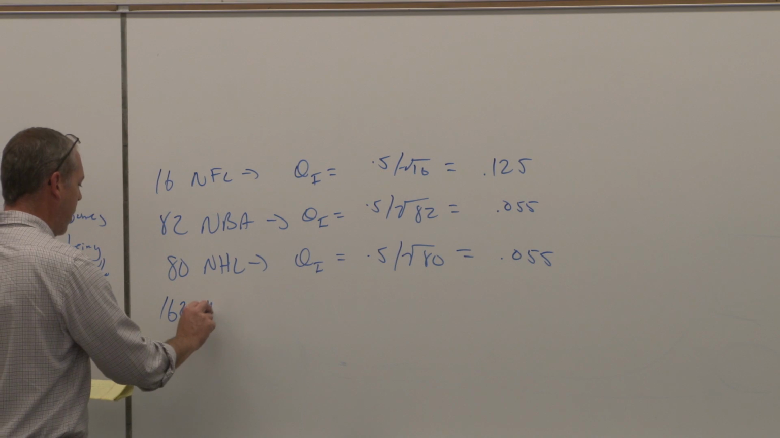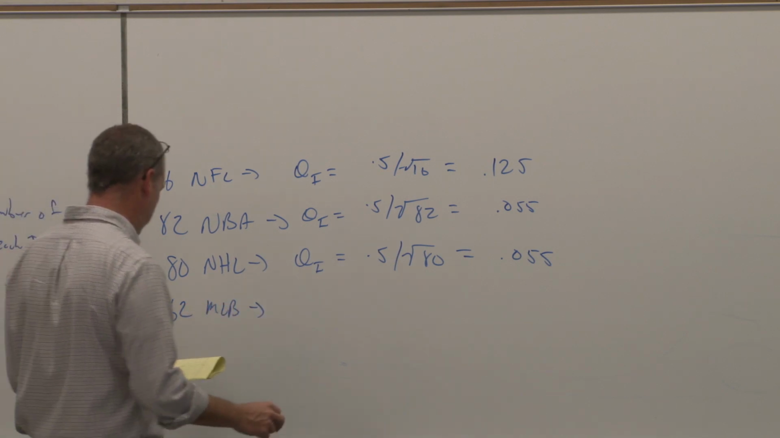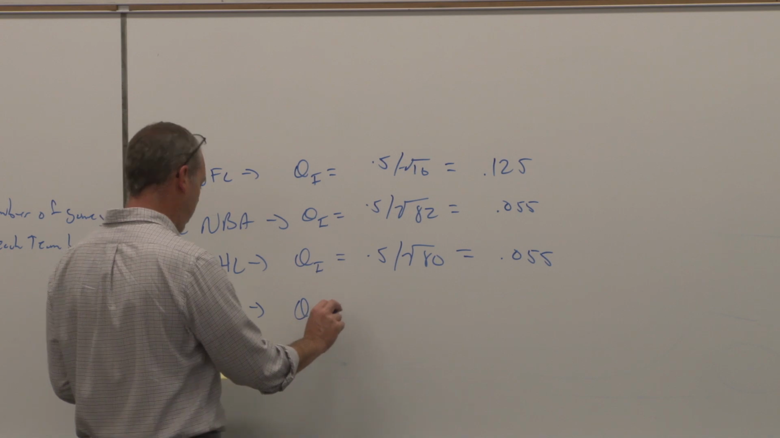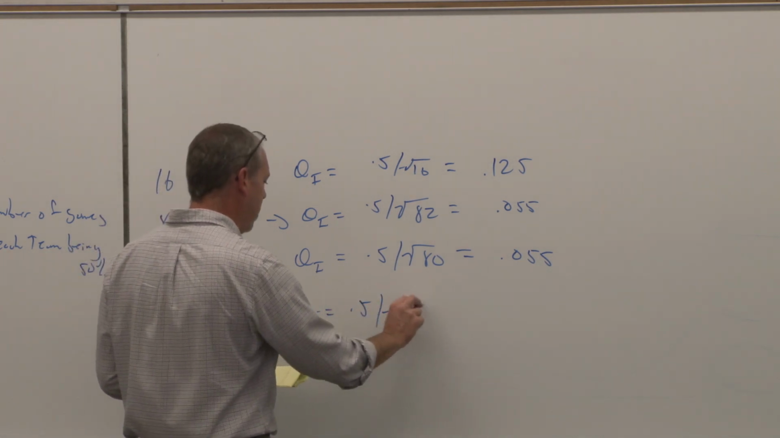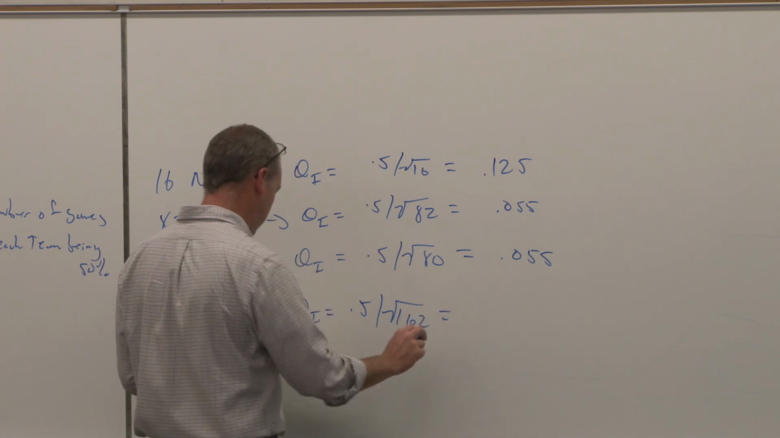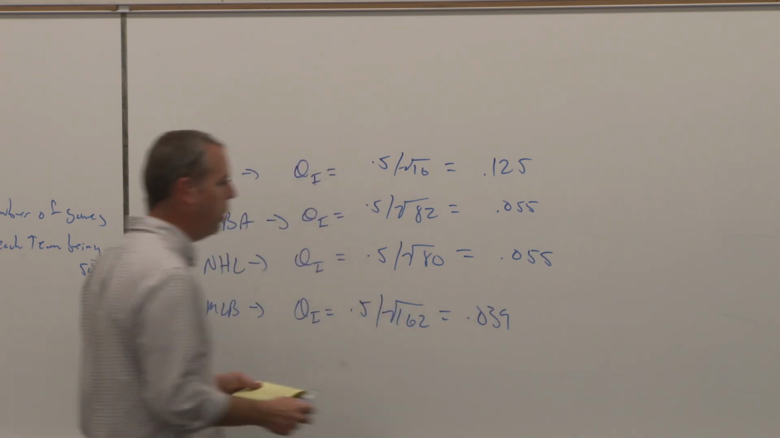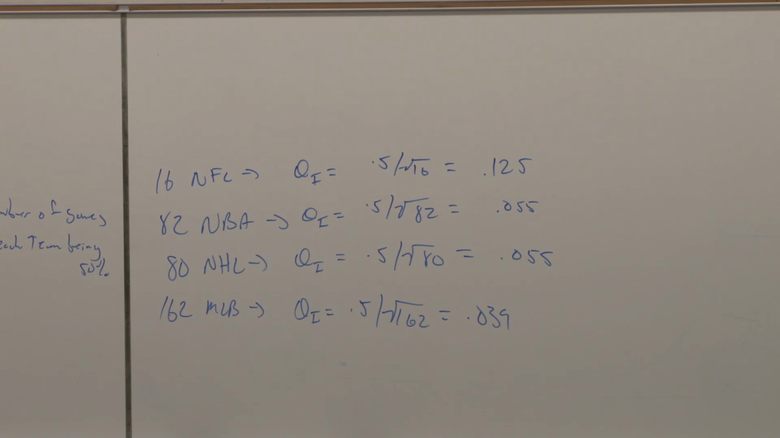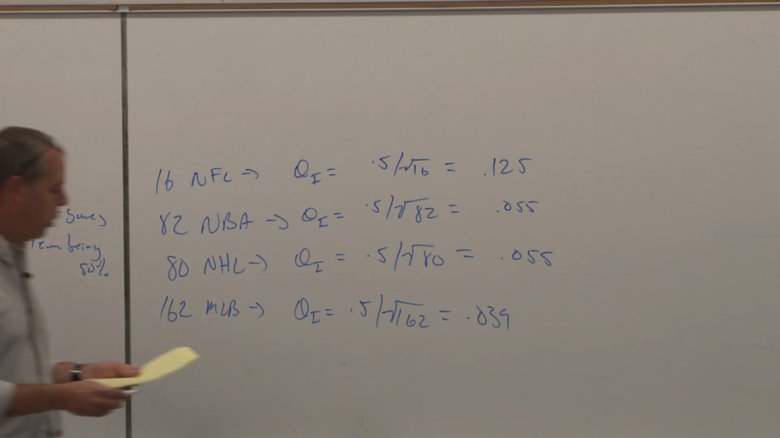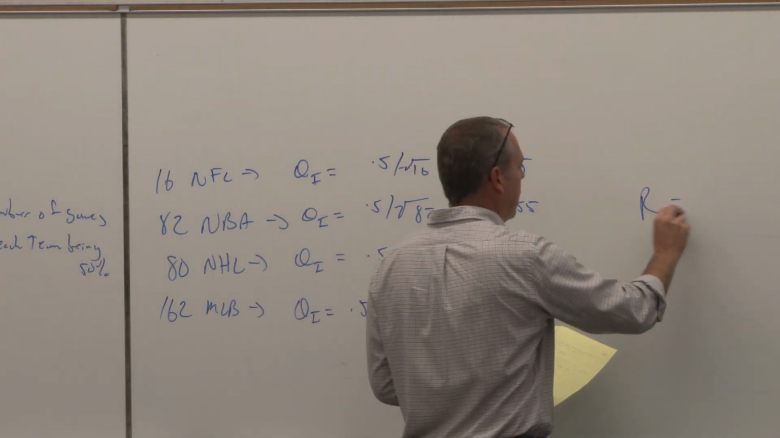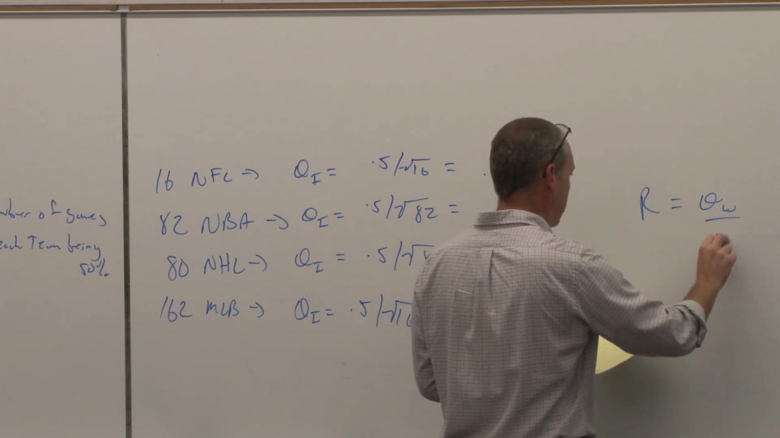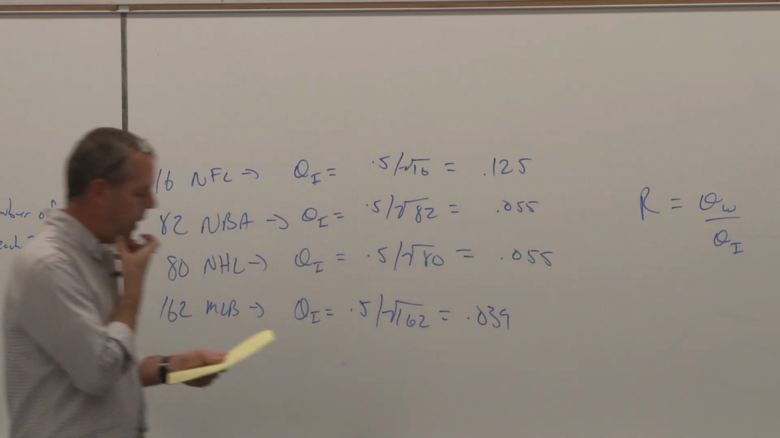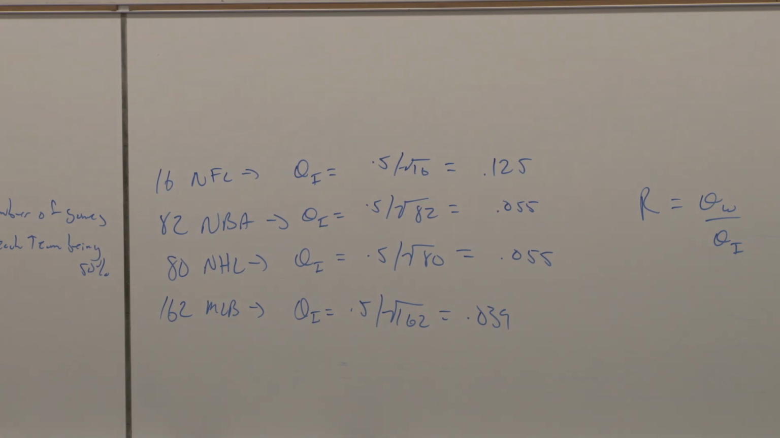162 games in Major League Baseball. Okay, so that means we have this idealized standard deviation of winning percent, 0.5 over the square root of 162, gives us 0.039, right? So we can kind of use these guys to say, okay, what is our number in relationship to these numbers? Because that's what we're really interested in. So we can take the ratio of this, right, with kind of our actual over our idealized.